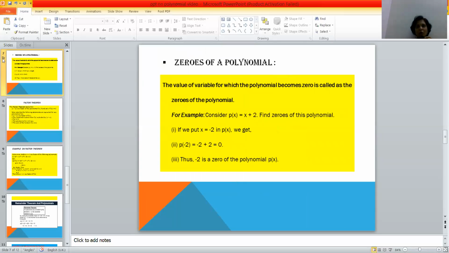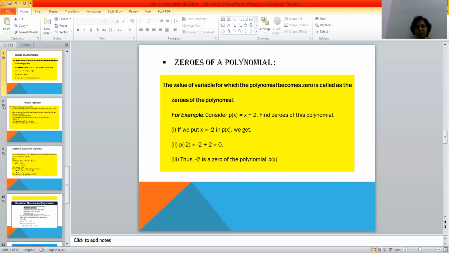Now, what is the zero of a polynomial? How can we calculate the zero of a polynomial? The value of the variable for which the polynomial becomes zero is called the zero of the polynomial. For example, consider p of x is equal to x plus 2. Find the zeros of this polynomial.